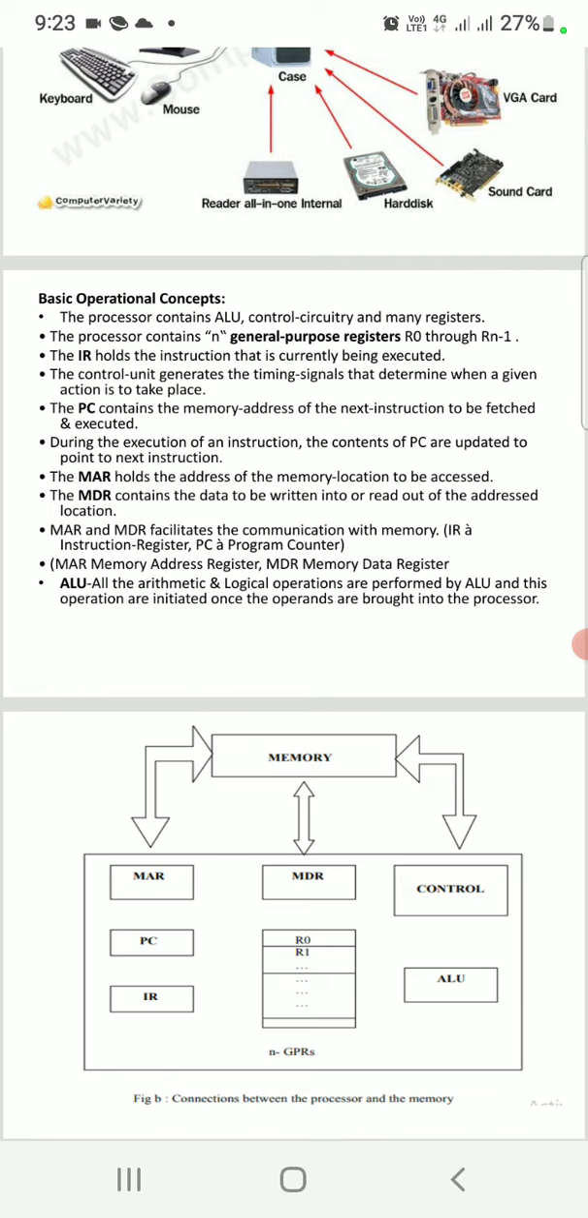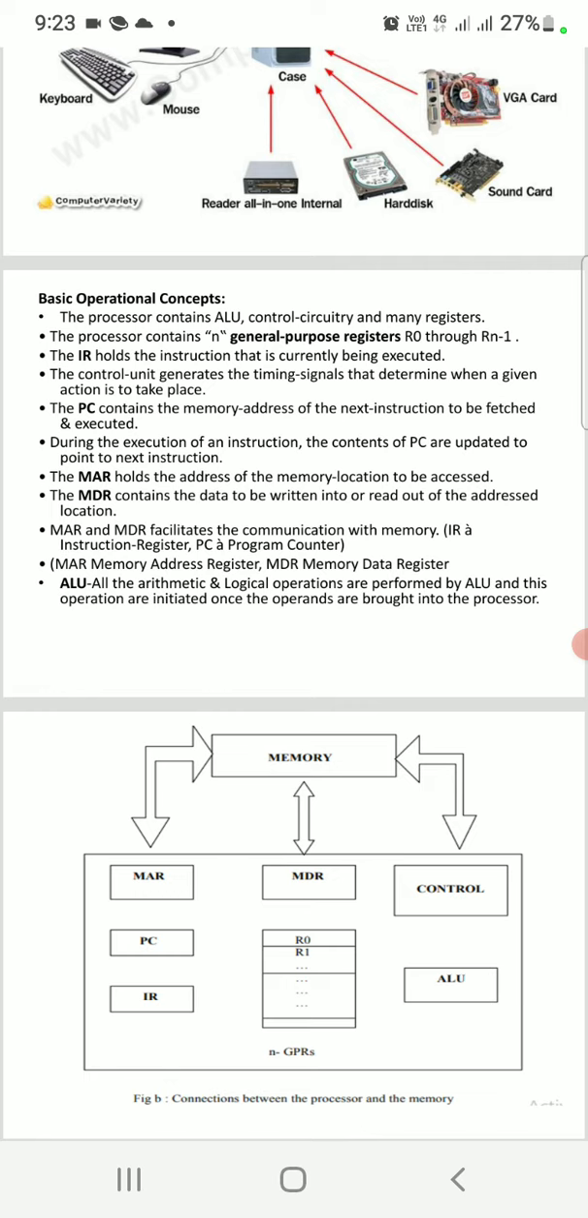The first one is the memory, the storage area. We are storing all the instructions in memory. First of all, the MAR is the memory address register, and the MDR is the memory data register. PC is the program counter. It holds the next instruction to be fetched and executed. IR is the instruction register. It holds the current instruction to be executed, using the general purpose registers. And also MAR is the memory address register, MDR the memory data register.